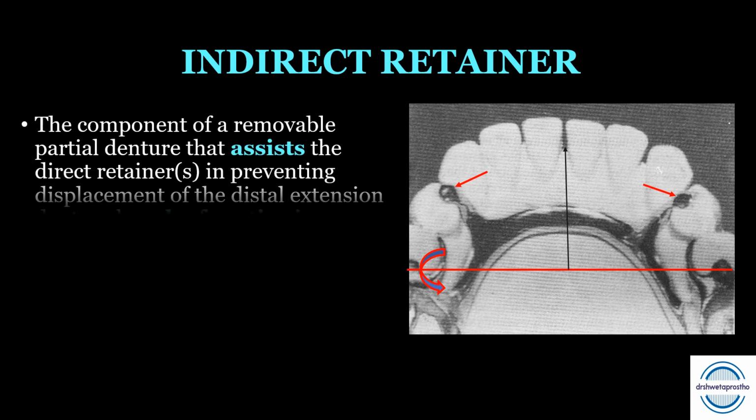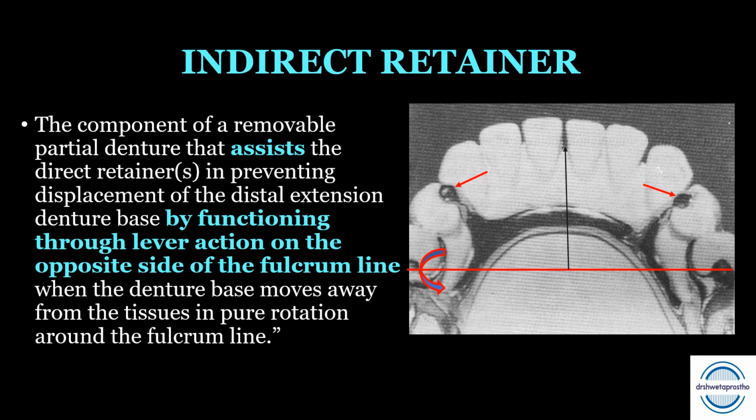Now let us read the definition. The component of the removable partial denture that assists the direct retainers in preventing the displacement of the distal extension denture base by functioning through the lever action on the opposite side of the fulcrum line, when the denture base moves away from the tissues in pure rotation around the fulcrum line. Please understand, indirect retainers neither provide primary nor secondary retention, but they only assist the direct retainers to prevent the rotation of the denture base. This is one of the multiple choice questions which is asked.